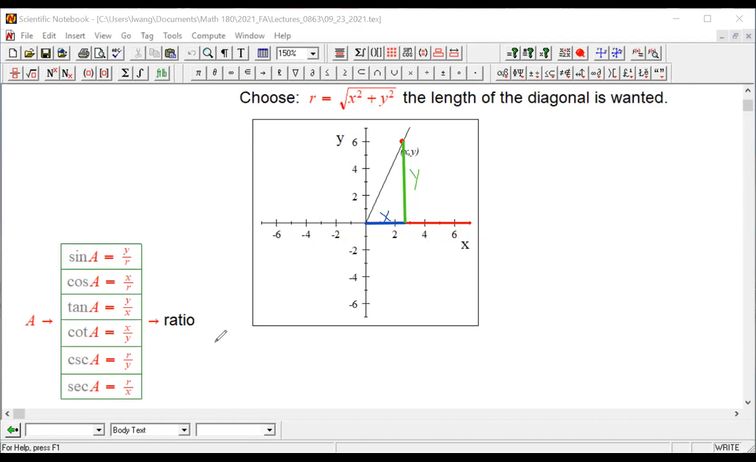The definition of function still has to apply. It must. For each input, there's exactly one output. So we're going to decide the domain and range. You guys follow me?